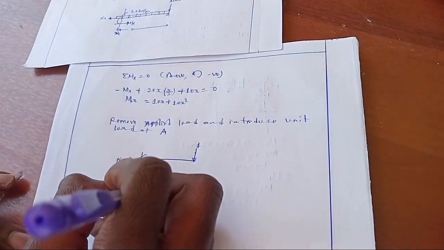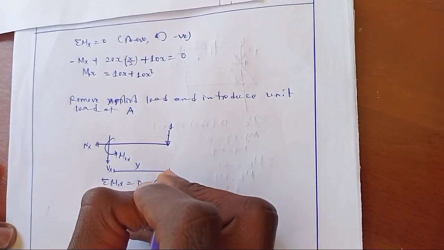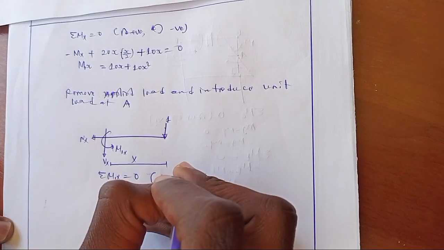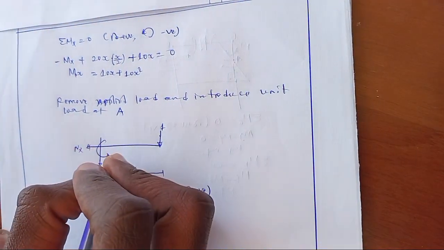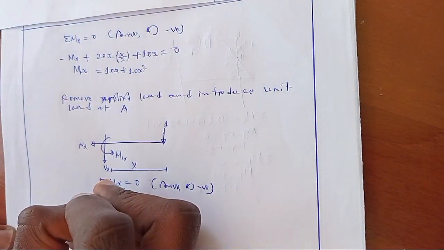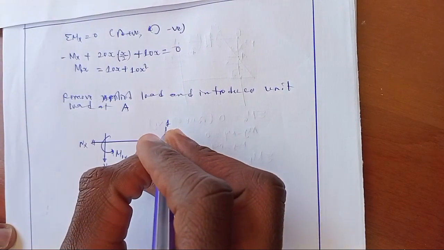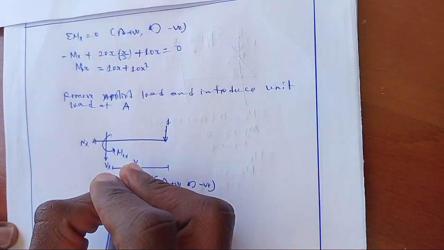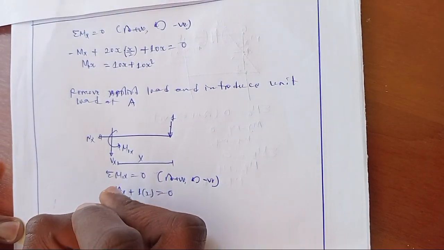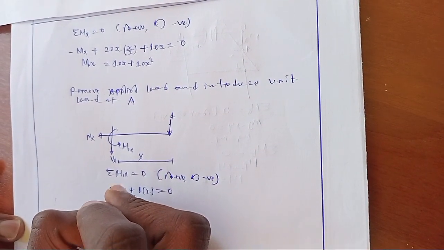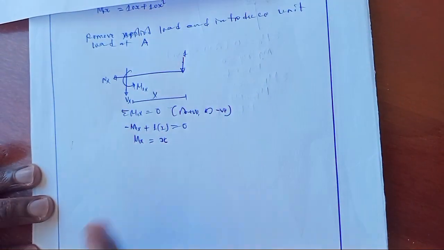So we take summation of moment equal to 0. All anti-clockwise direction positive and clockwise direction negative. So this will be in anti-clockwise direction, so it will be negative: minus mx plus, this is clockwise direction, unit load times perpendicular distance 1 times x is equal to 0. So mx will be equal to x.